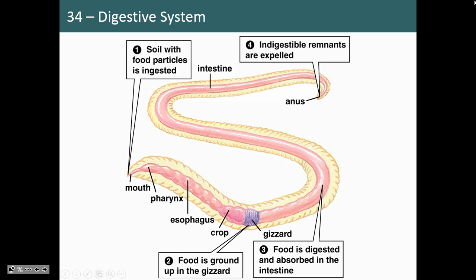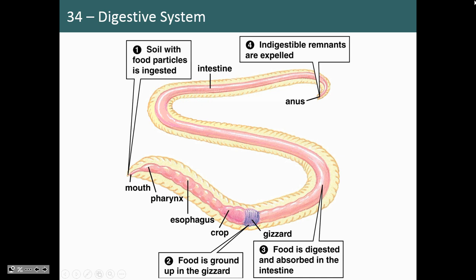It's going to just sort of hoover in soil with food particles into the body, and it's going to go through the pharynx and down the esophagus into a region known as the crop. And we're going to see crops in some organisms. And the crop is basically a holding vat, a space where food can be stored temporarily. And it's also a place where moisture is added to the food.